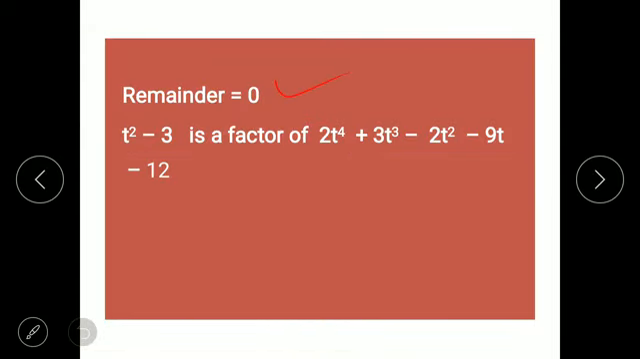Remainder is 0, therefore t square minus 3 is a factor of 2t to the power 4 plus 3t cube minus 2t square minus 9t minus 12. How do we do it? Perform the division; if the remainder is 0, it is a factor, otherwise it is not a factor. Only the remainder we look at, no need to look at the quotient. Two more questions are there, you can try those as homework. Okay.